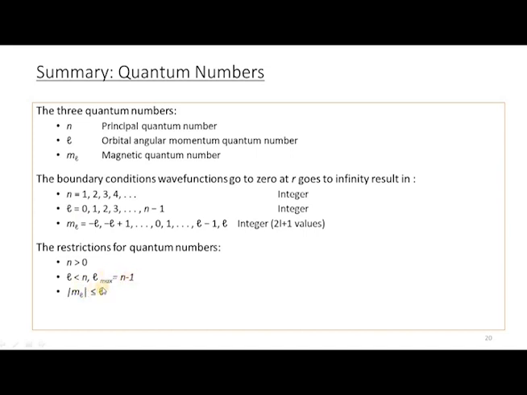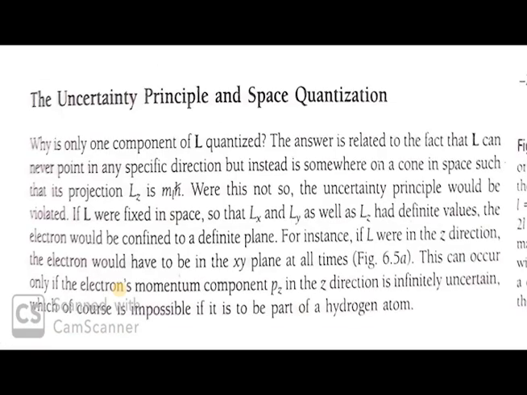And the absolute value of ML is always less than or equal to L. ML cannot have a value greater than L. The number of values of ML is 2L plus 1, from plus L to minus L. Right. So study all these things well. It is very easy to relate and study.